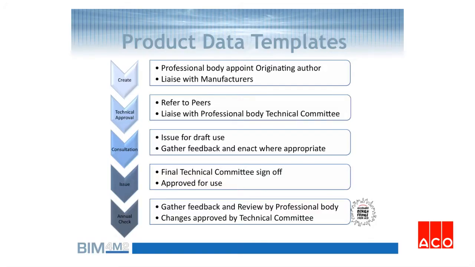So, product data templates, that's what they are. 6 of them are done, loads to go. We don't just go out and do them willy-nilly though. There is a process that we need to follow. So you can see the process here. We appoint an originating author for product data templates, and we go through a process of creation, test, draft issues, final approval, committee sign-off, and then probably a year later we'll gather some feedback and we'll update them.